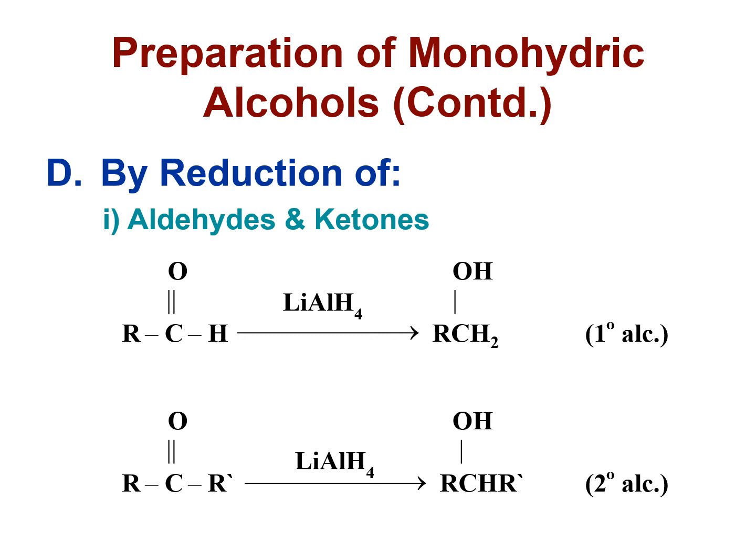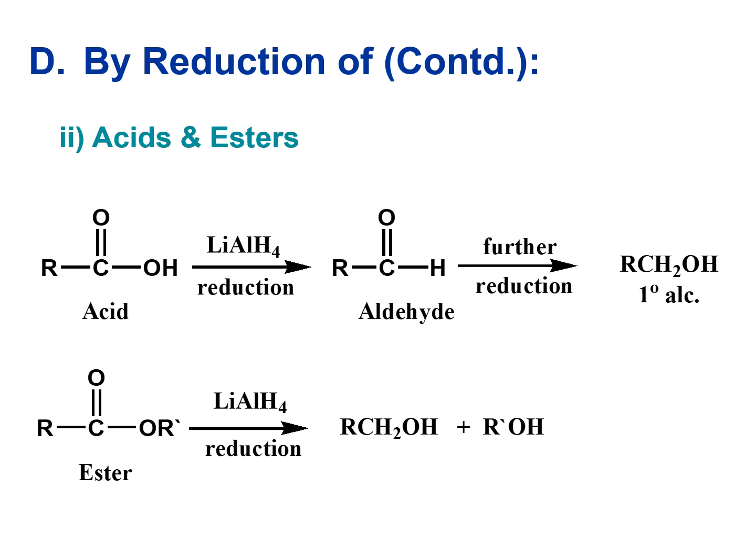Or you can reduce aldehydes and ketones and acids and acid derivatives. Aldehydes, when reduced, give primary alcohol. Ketones give secondary alcohol. Any acid or acid derivative will give a primary alcohol. So this is how you can prepare alcohols from their different starting materials.